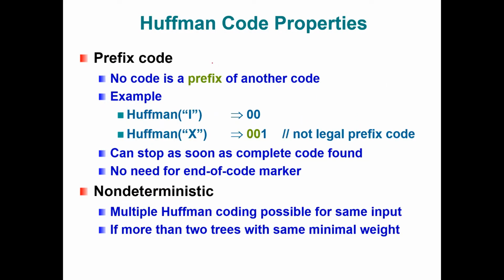These are some properties of the Huffman code. Huffman code is a prefix code, which means there is no code which is a prefix of another code. For example, if I is 0 0 and X is 0 1, then we won't ever be able to get X, because once we go from 0 to 0, we would find I, and then there would be no path from that node to left or right, since all of the characters are stored in the leaf nodes, and a leaf node does not have any children.